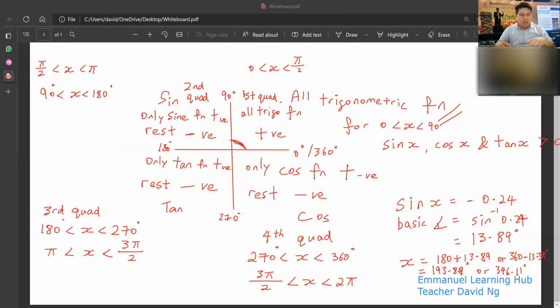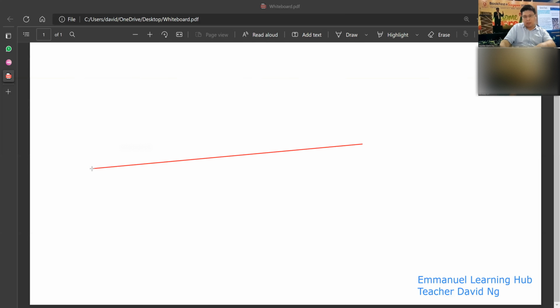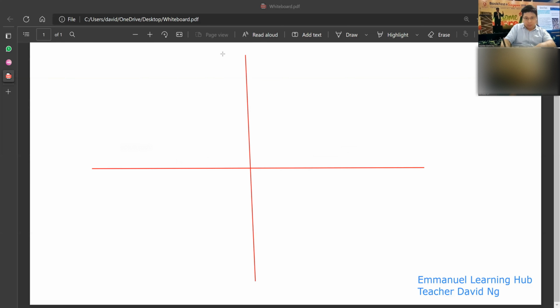Okay, you notice your angle goes this direction. 0 this way is positive. What happens if I go the opposite direction? My ASTC is still ASTC, the same quadrants, because my 0 degree is still here, my 90 degree is still here, my 180 degree is still here, my 270 degree is still here.